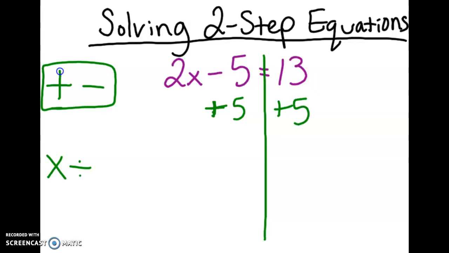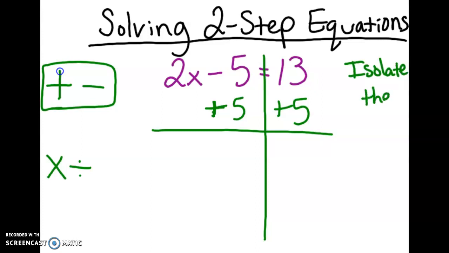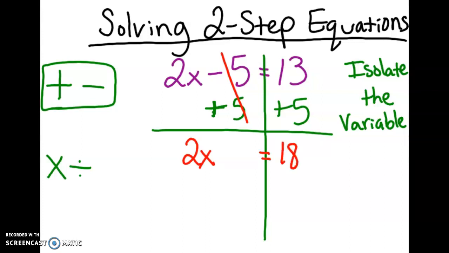Now what's the purpose in getting rid of that minus 5? It is because our goal is to solve for x, to isolate the variable. Okay? We need to make sure that we are getting that variable alone. So we need to get rid of that minus 5. So negative 5 plus 5 is 0 and has been eliminated from the left-hand side. What's left is 2x equals, and then on the other side, 13 plus 5 gives us 18. So we're one step closer to isolating the variable.